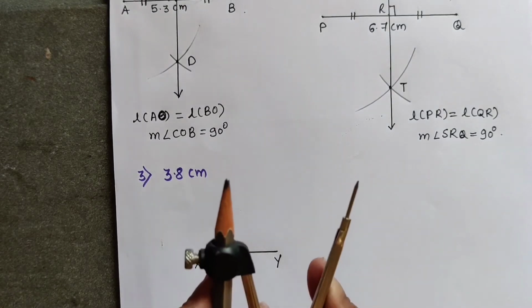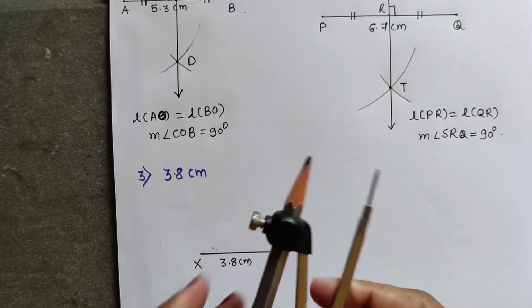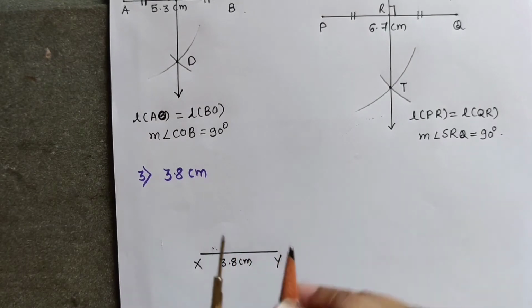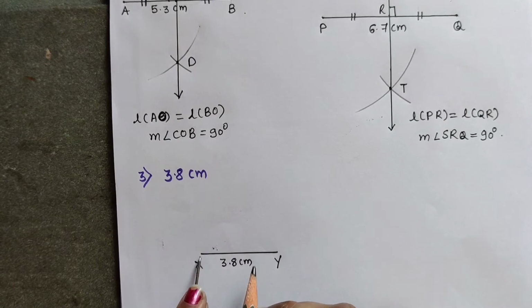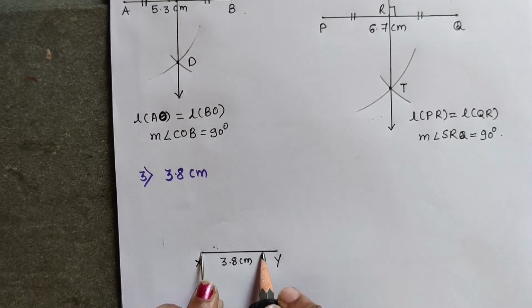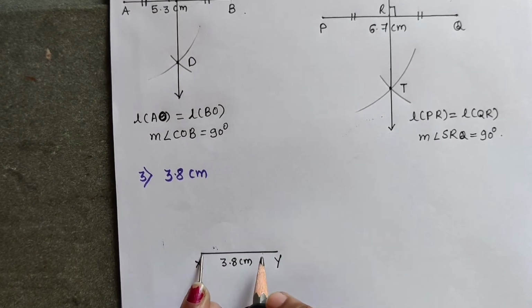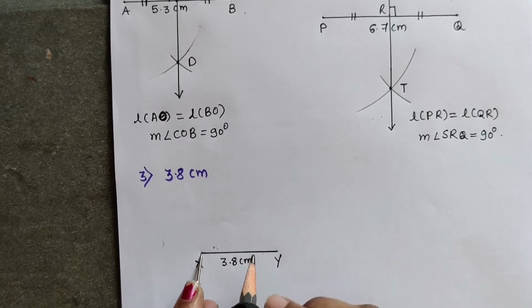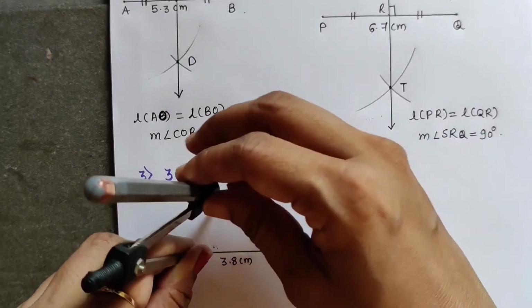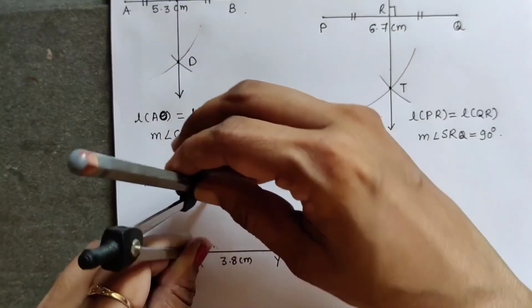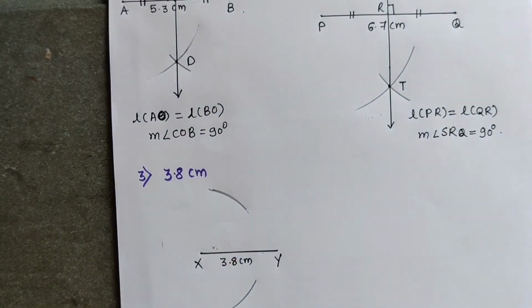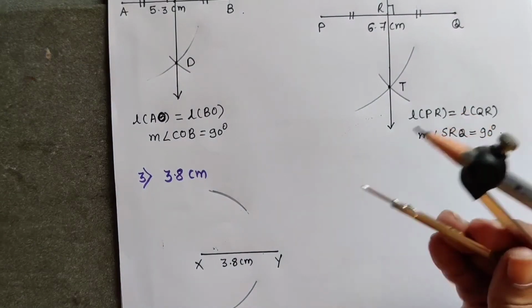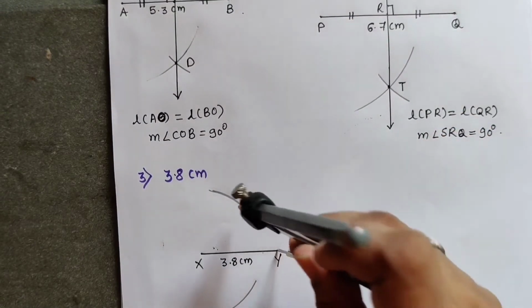Now we will be using our compass for drawing an arc. We take more than half distance in the compass. By placing the pointer on point X, we draw one arc above and another arc below segment XY. Now placing our pointer on point Y.